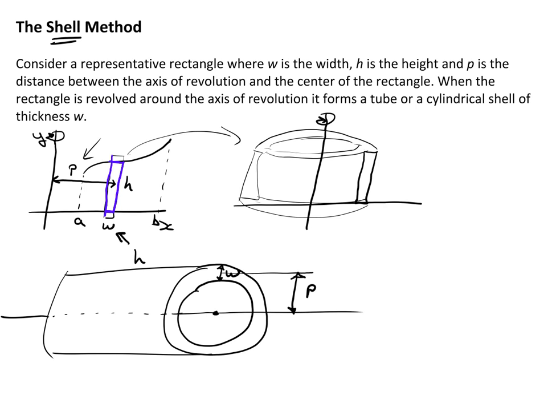Now I'm going to add a couple more axes. If I go from the center, or the axis of revolution, which is the center of this ring, out to the outer ring, that I can think of as being this distance P, which is from the axis of revolution to halfway through this width of the ring, plus the other half of the ring.